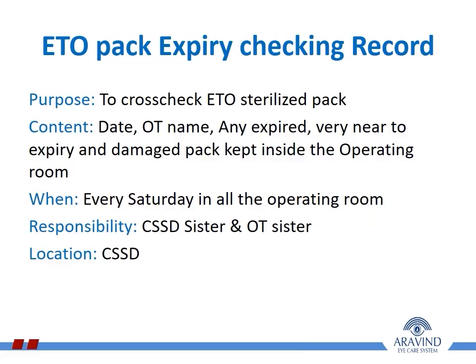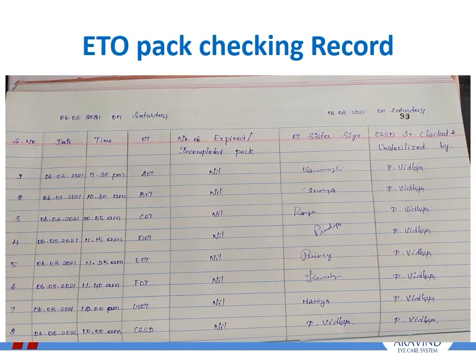ETO pack entry checking record. The purpose of this record is to cross-check ETO sterilized packs. It contains date, operating theatre name, and any expired, very near to expiry and damaged packs kept inside the operating room. The entry is made every Saturday in all the operating rooms. This picture shows the ETO pack checking record.